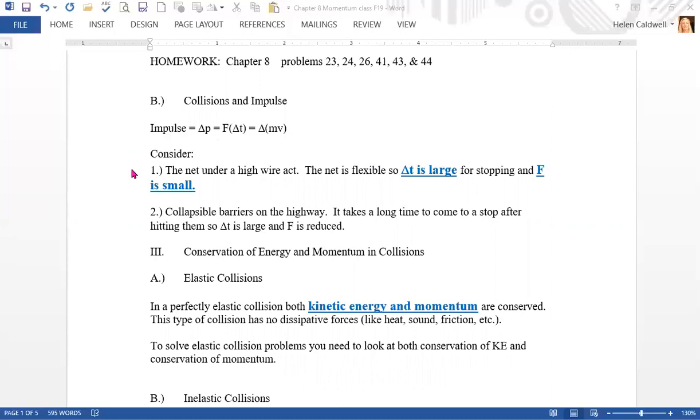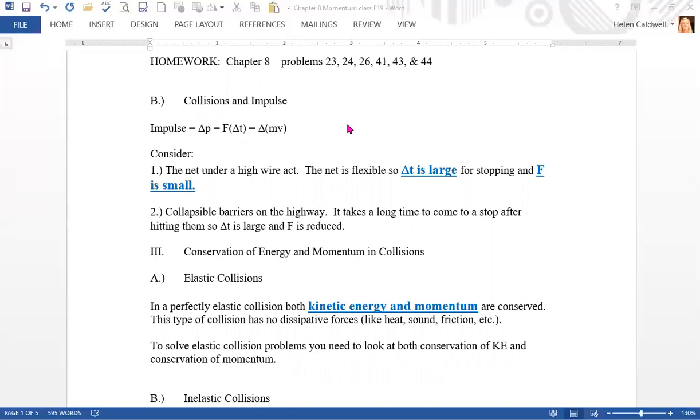The net under a high wire act. The net is very flexible. Maybe you've been to the circus or you've seen it on television. It is very flexible. And it's flexible because we want to have a really large delta T. We want to take a long time to slow down, because if your delta T is large, your force is going to be small.